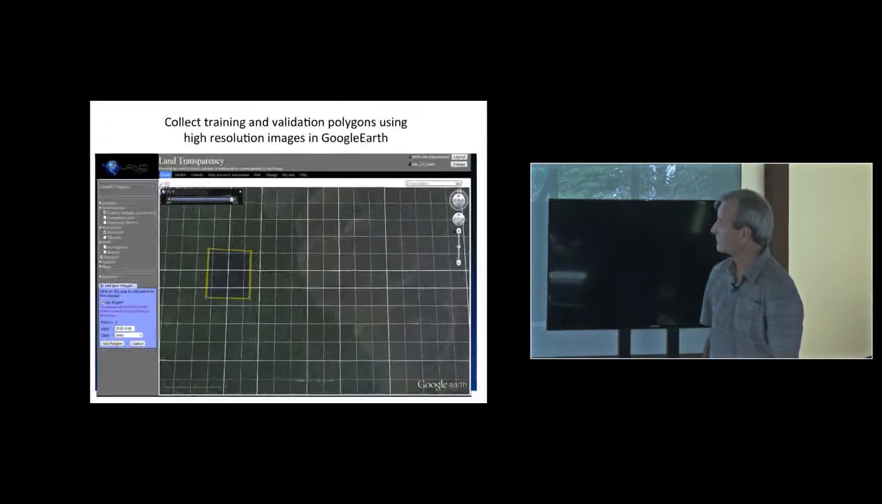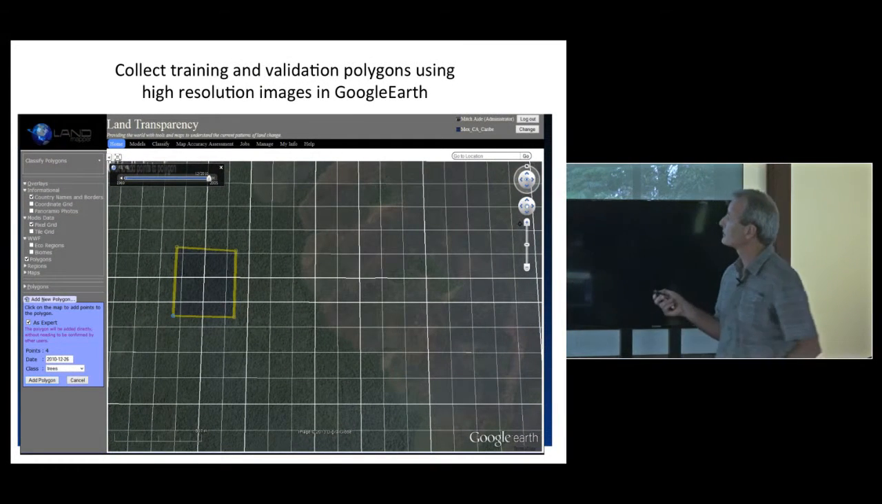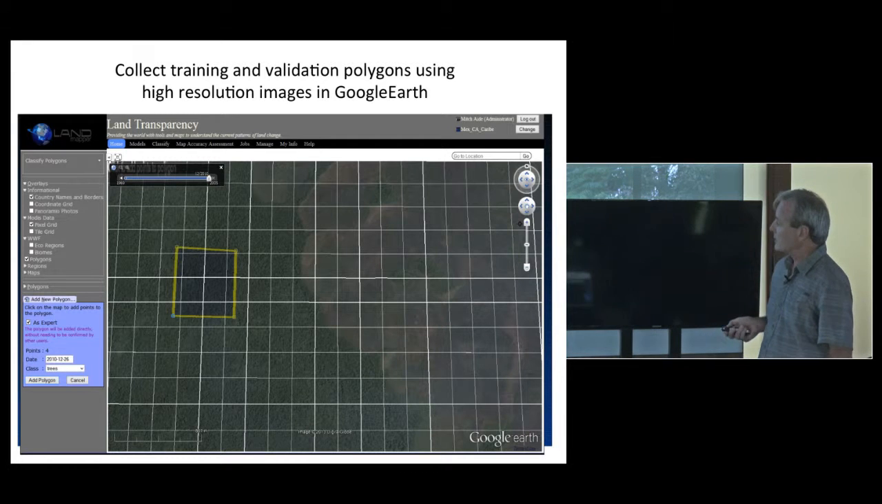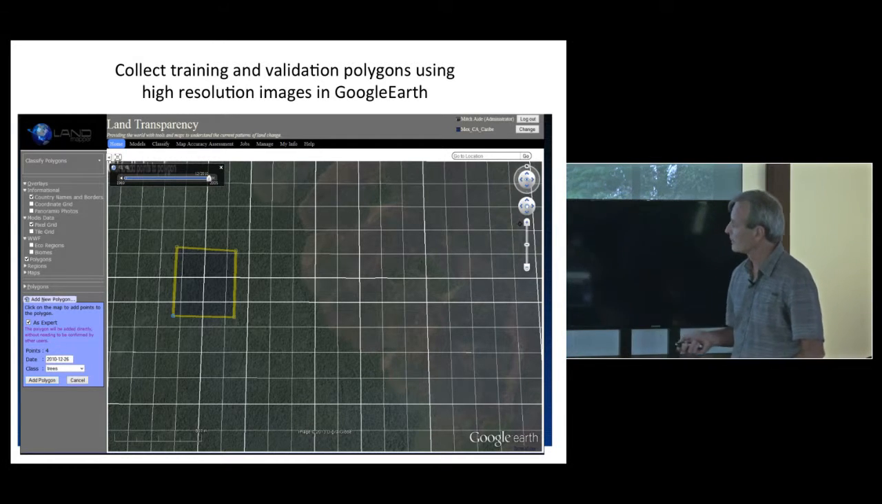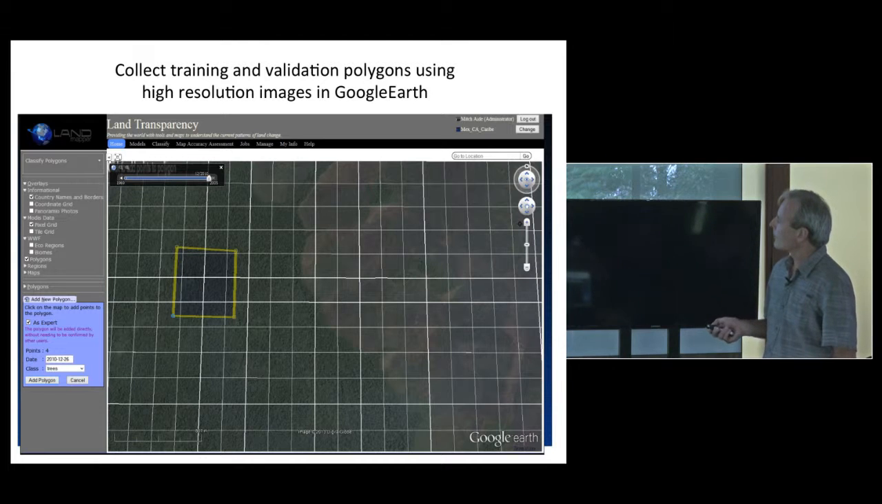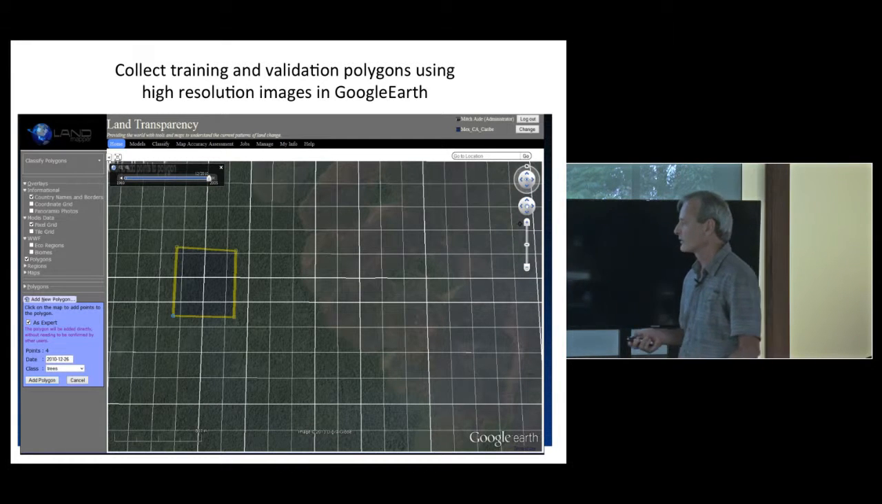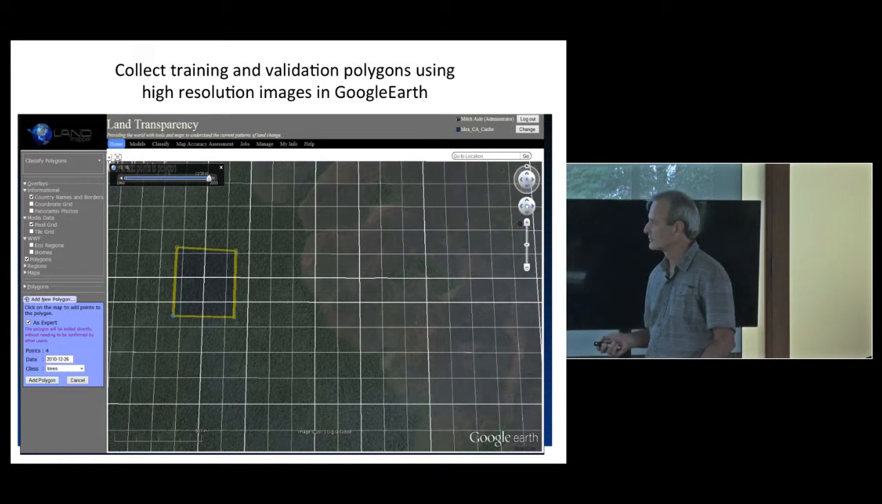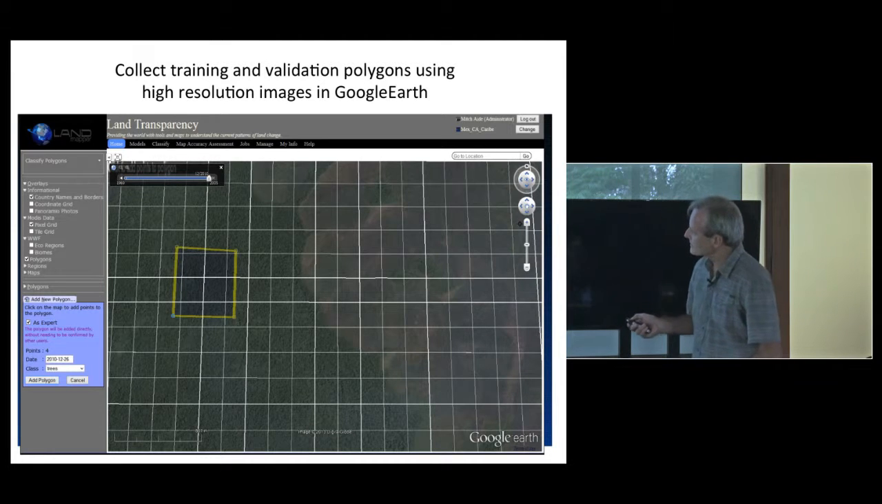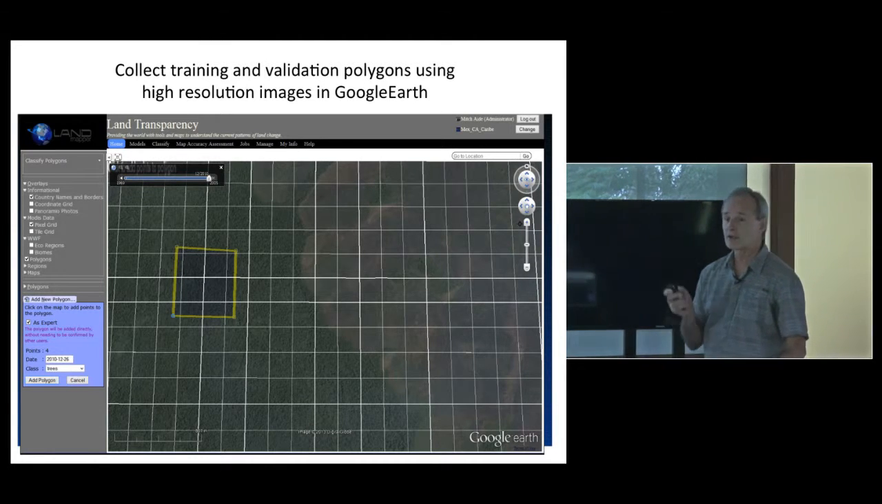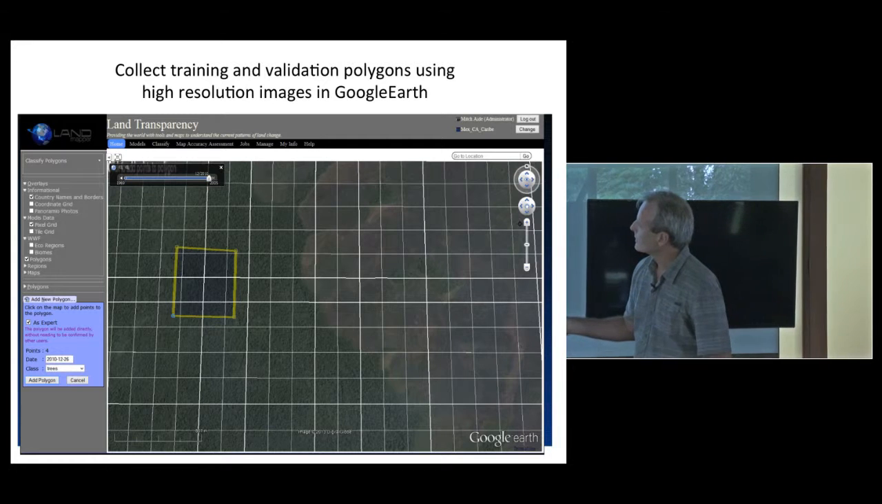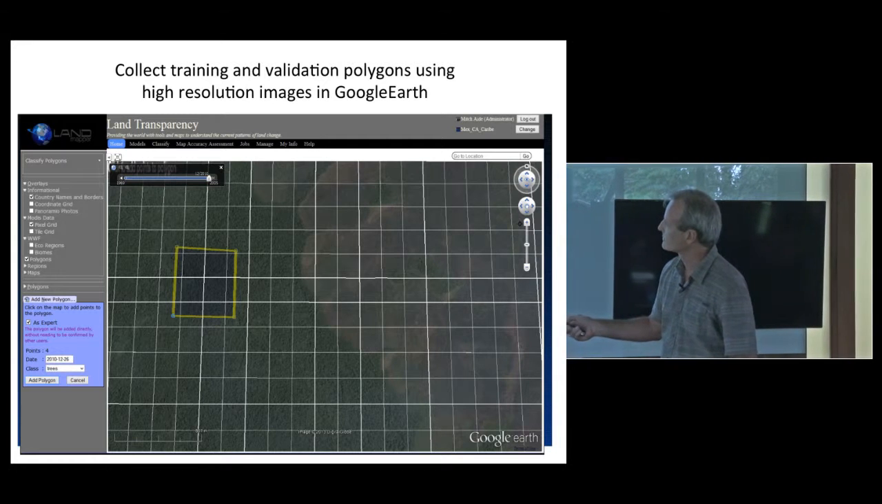So let me show you now the first step to collect training data. We zoom in. This is in Mexico. Don't have any doubt that these are trees. The user can define all of the classes that they would like to use. These boxes here are, here it is, MODIS data pixel grid.